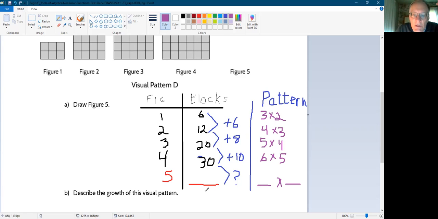And let me change colors here. We'd end up with 42 blocks. Oh, now why did that come out purple? I thought I pressed red. That doesn't matter. So 42 blocks.